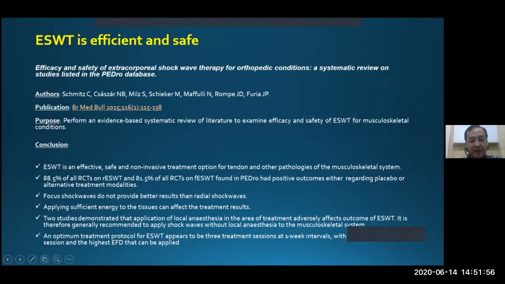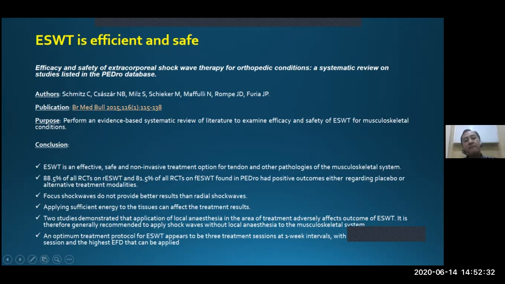Applying sufficient energy to the tissue can affect the treatment results. Two studies demonstrated that application of local anesthesia in the area of treatment adversely affects the outcome of shockwave. It is therefore generally recommended to apply shockwave without local anesthesia to the musculoskeletal system. An optimum treatment protocol for shockwave appears to be treatment sessions at 1 week intervals with 2,000 impulses per session and the highest energy flux density that can be applied, as the studies said.